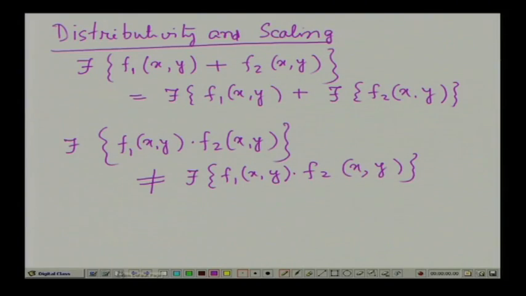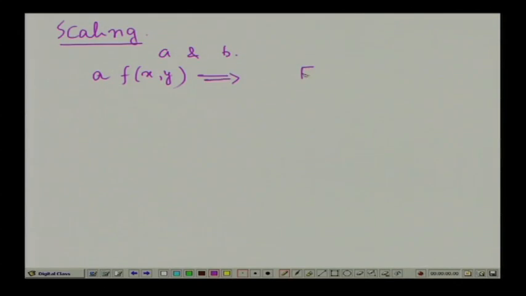So, the next property of the same discrete Fourier transform that we will talk about is the scaling property. The scaling property says that if we have two scalar quantities a and b, now given a signal f(x,y), multiply this by the scalar quantity a, its corresponding Fourier transformation will be F(u,v) multiplied by the same scalar quantity a, and the inverse is also true.